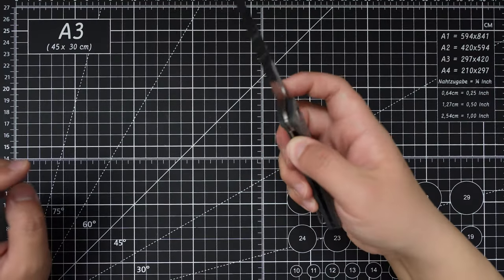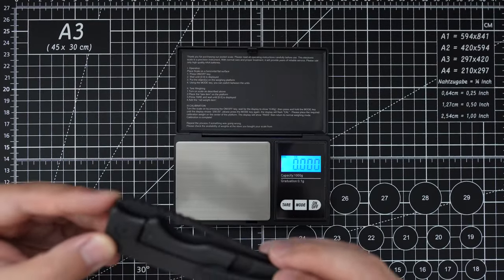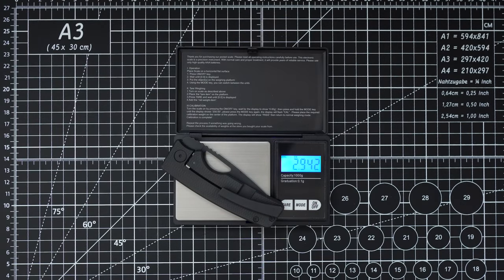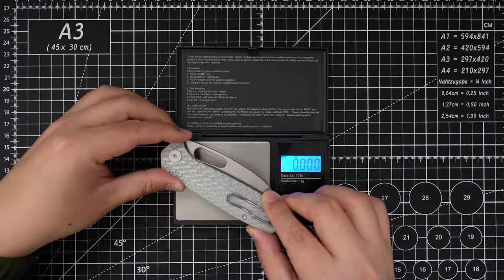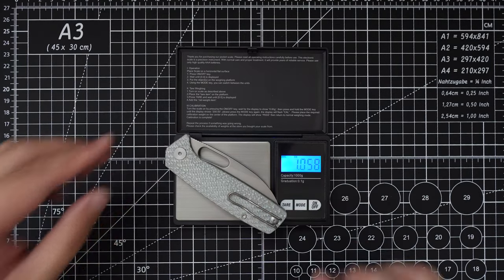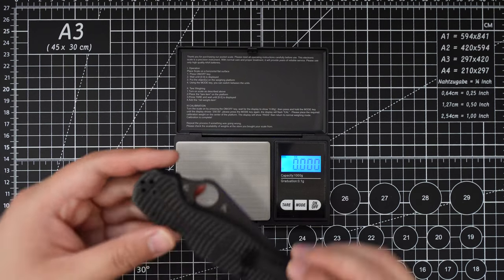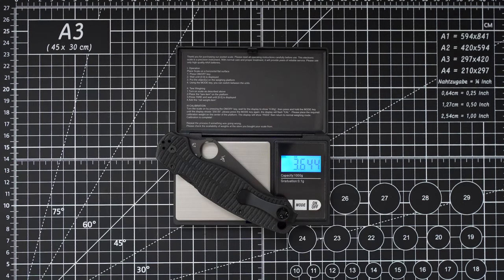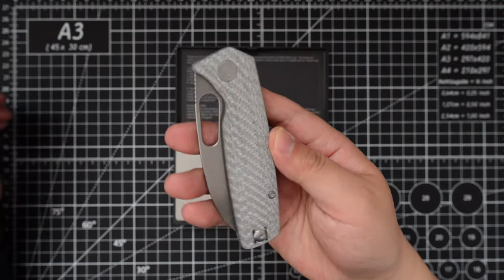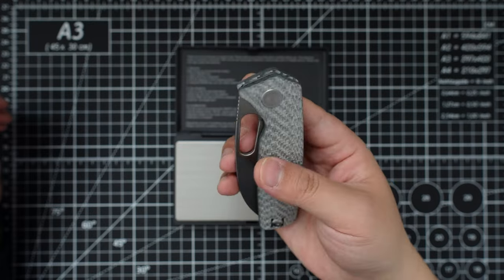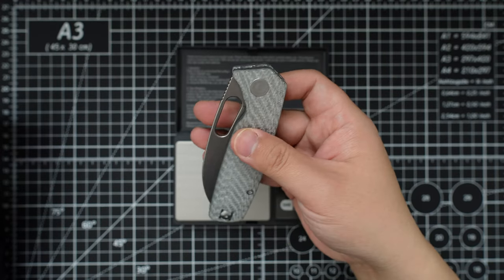Okay, let's do a quick weight test. Let's see how much the Rosie weighs. 2.942 ounces is how much the Rosie weighs. And the Spiro weighs 3.337 ounces. How about the PM2? The PM2 weighs 3.644 ounces. So yeah, it's definitely on the lighter side of the scale, but a super good EDC size and super good action.